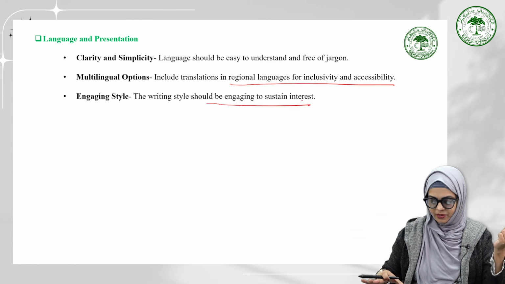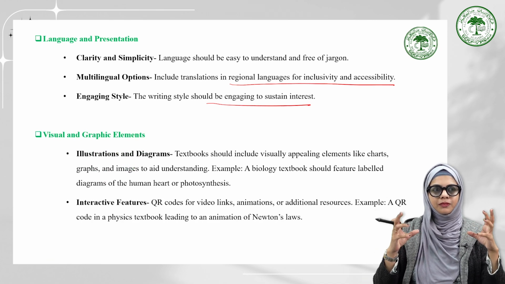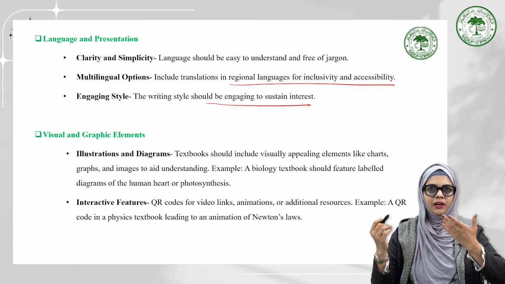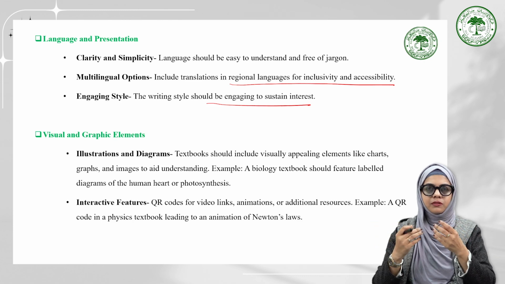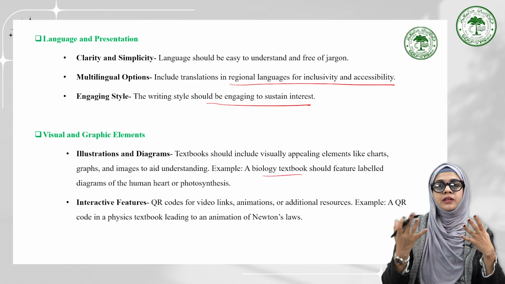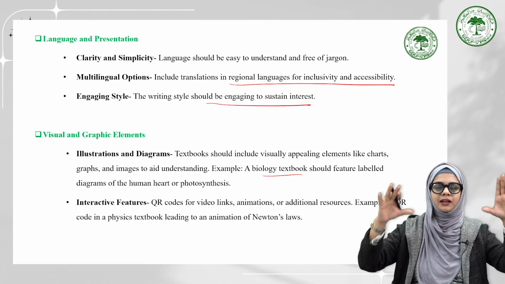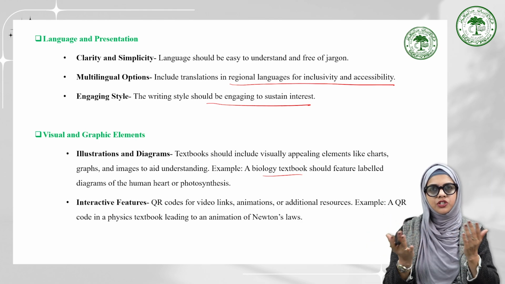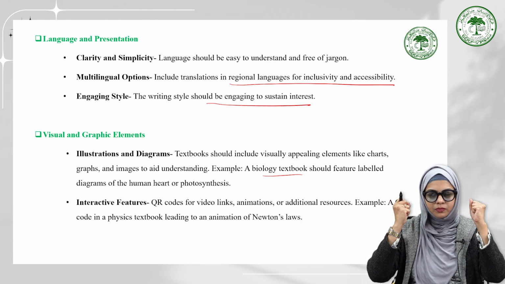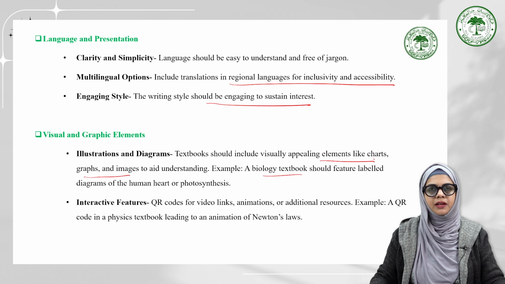Visual and graphic elements: we all like textbooks with a lot of graphics and flow charts and everything. Why? Because some students might have a visual learning style, so they like to see something through diagrams. Especially in a biology textbook, we need well labeled diagrams of the human heart or photosynthesis, or any classification, anything that can be easily tabulated if you want to differentiate between two terms. If you differentiate in the form of a table, it is easy to retain the points present in the table. So through graphs, images and charts, we can make it very appealing.